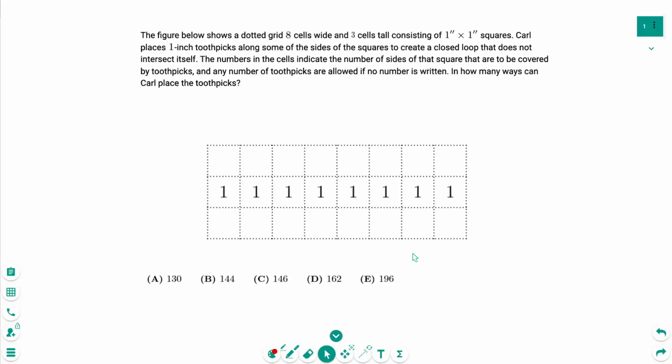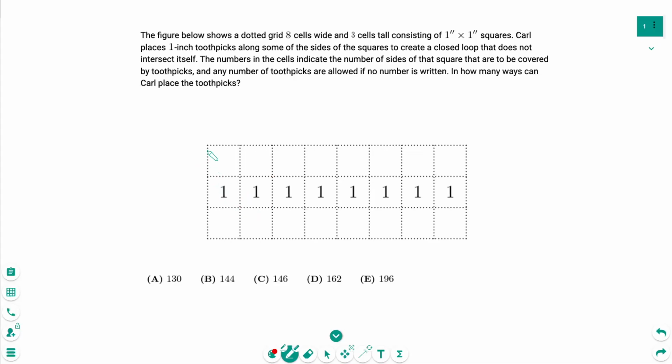Okay. What is up? We are back with 2024 AMC 10A problem number 25. So we're trying to draw a closed loop on this grid. We're allowed to traverse along the dotted lines here. And what we need to satisfy is for each of these squares right here, like this square right here, exactly one of its four sides is part of this closed loop.